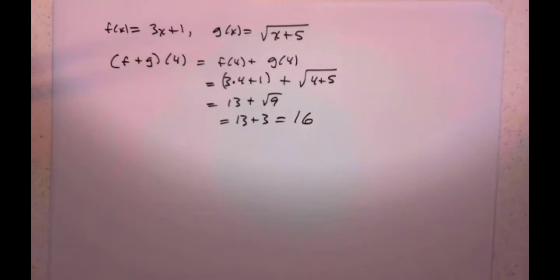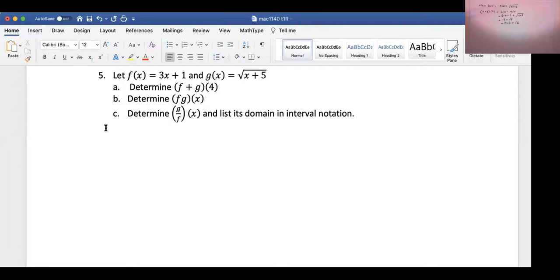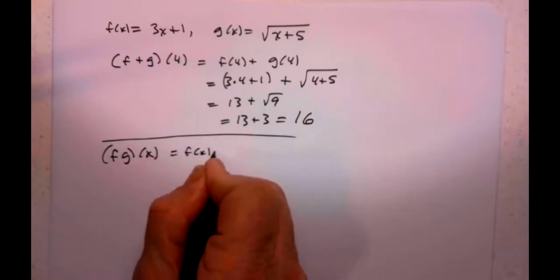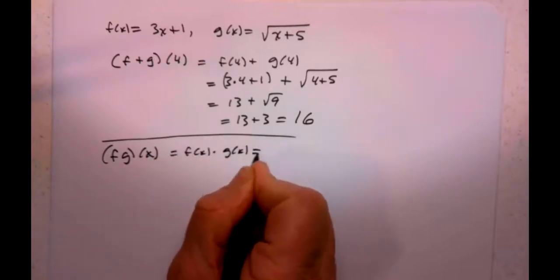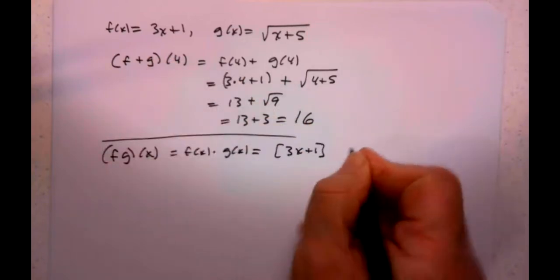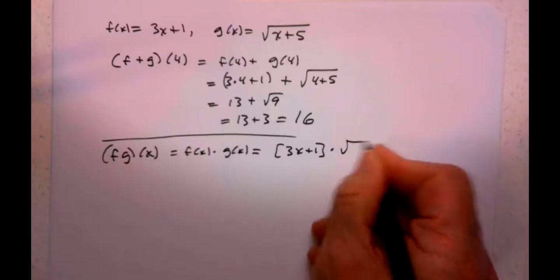Our next question there is (f times g) of x. Well, that just creates a new function. (f times g) of x is simply f of x times g of x. So f of x, 3x plus 1, times g of x, the square root of x plus 5.